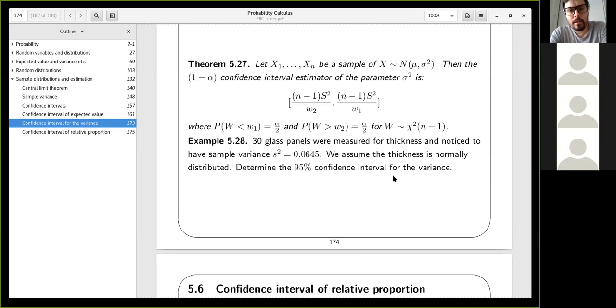And then W1 and W2 are the alpha over 2 limits of the chi-squared distribution. That's why this corresponds to the 0.025 here, and this to the 0.975, or graphically W1 and W2, because that's this part and that's this part, right?